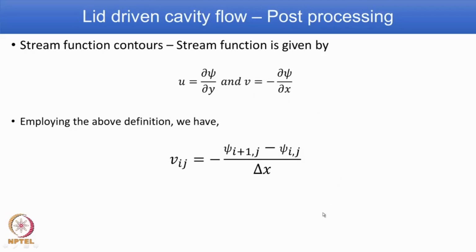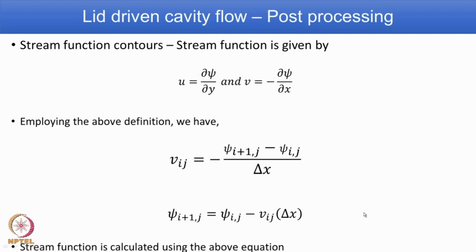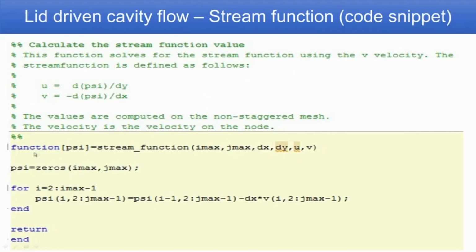So, you define any particular line as a reference psi given a value of 0, then you can go on to integrate based on this velocity and this delta x to get psi at I plus 1. So, psi at I plus 1 comma j equal to psi at I comma j minus v I j into delta x. Stream function is calculated using the above relation, and you have a corresponding display of the code shown here.